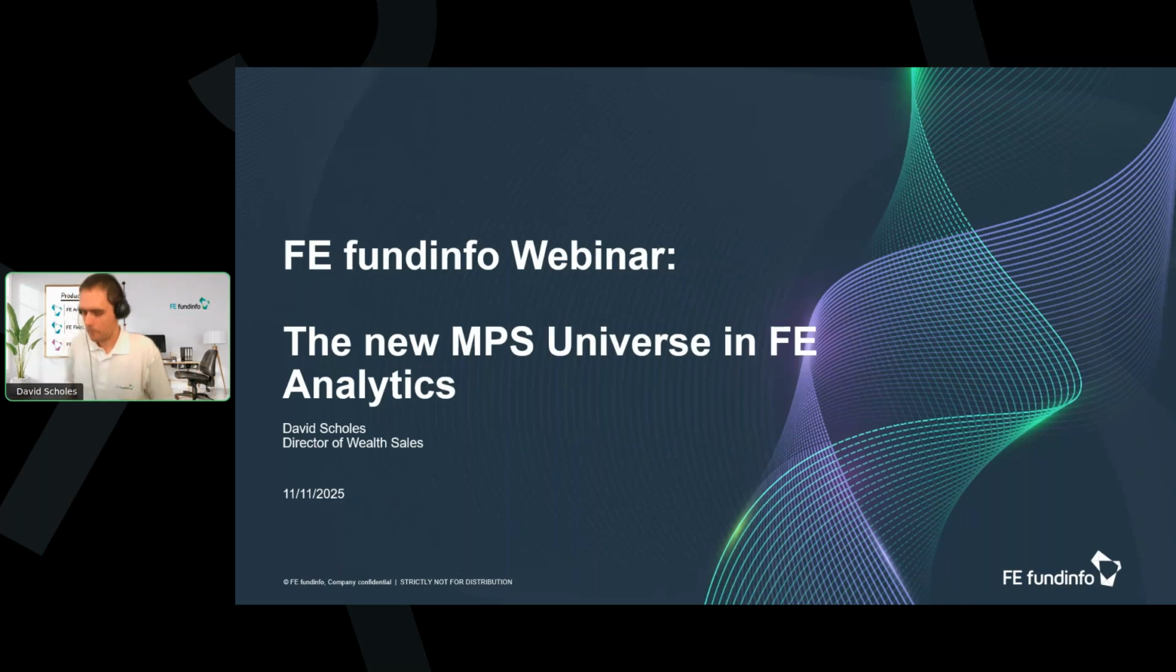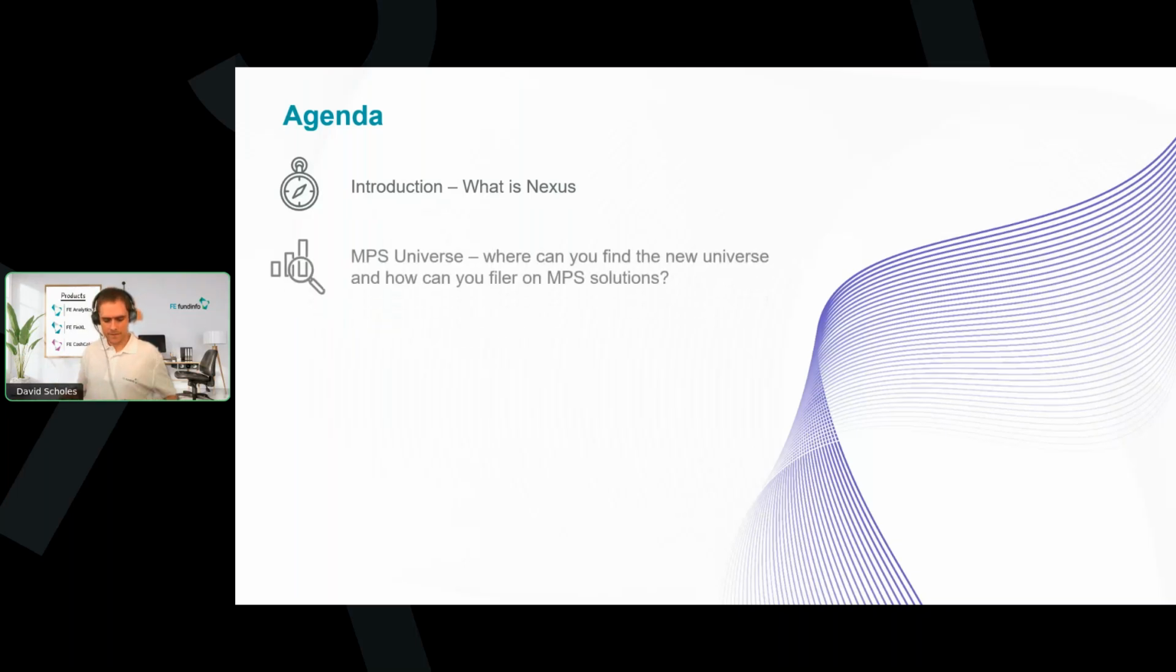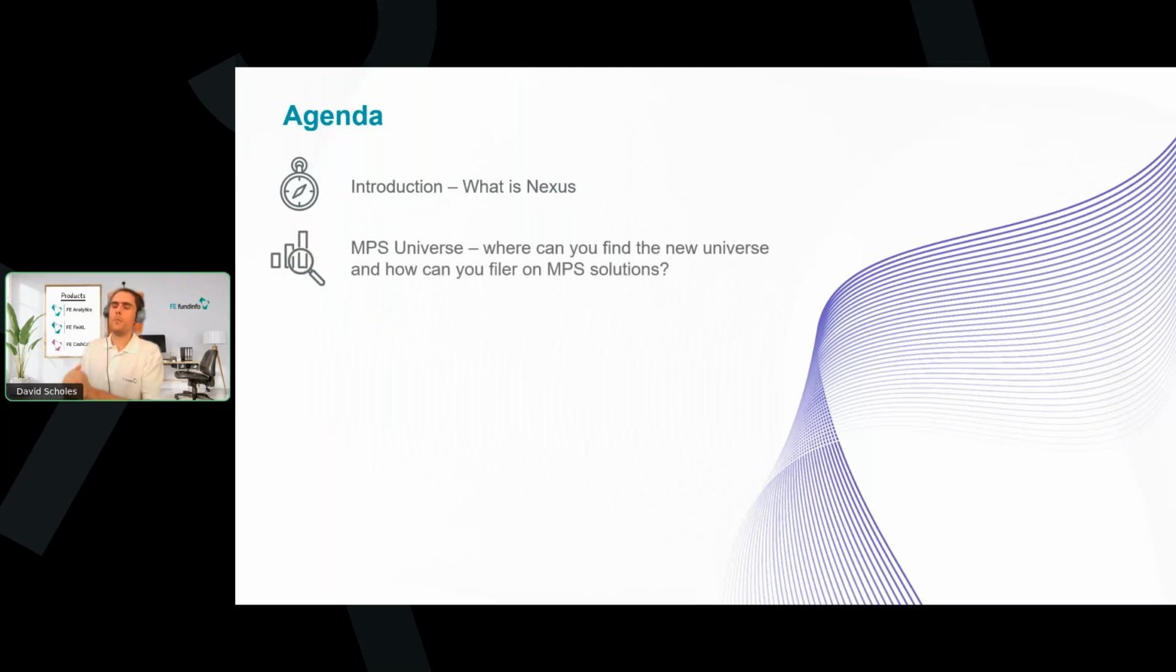So in terms of an agenda, this is what we're going to try and cover off today. Quite a bit to cover off. We'll explain first of all what Nexus is. You may have heard us talk about Nexus over the last year. So I'll take a bit of a step back and explain what the Nexus platform is and where the MPS universe sits within that, and also where the MPS data touches as well. We're obviously going to focus quite heavily today on the MPS universe itself. Where is it? Where you will find it? How you can filter on different MPS solutions.